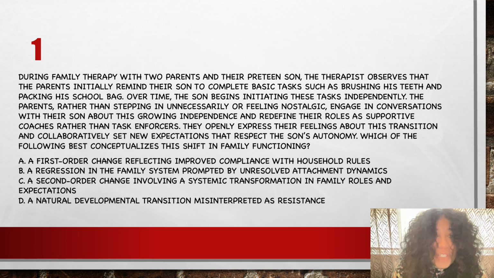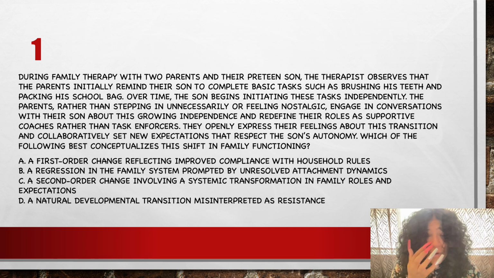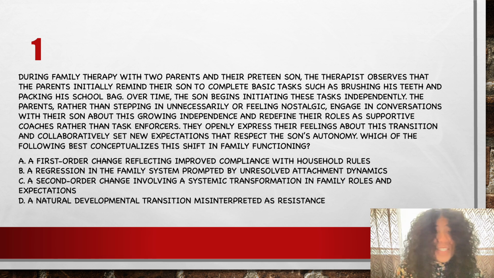So A says a first order change reflecting improved compliance and household rules. We may say yes, that has happened, but there was so much more that happened within the family system, right? B says a regression in the family system. There's nothing that regressed in this family system. If anything, everything sounds so beautifully written with this family and how the son is now doing his tasks all on his own. C says a second order change involving a systemic transformation in family roles and expectations. That's what we've just been talking about, right? How the whole system transforms versus it just being some improvement, because now the son has autonomy.